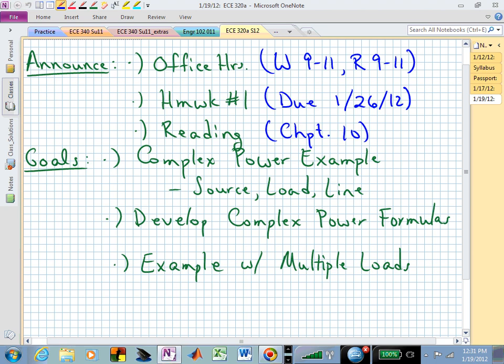Today I'm going to go over the example that we've done a couple of different times. Last time I asked you to find the complex power of the source. I didn't say whether it was supplied or absorbed by the source, and that's what you need to determine or calculate. We'll also look at the load and line power, and maybe somewhere in there we will have a quiz.